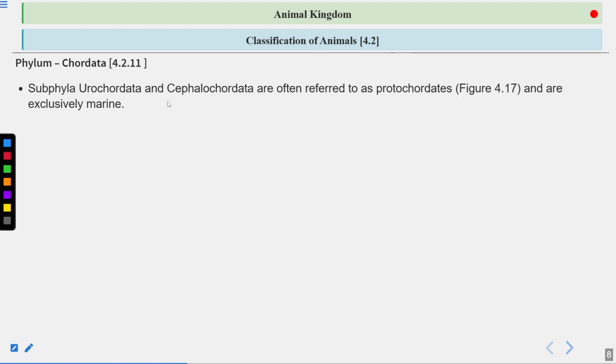So, subphylum Urochordata and Cephalochordata are often referred to as protochordates and are exclusively marine. All the organisms that belong to Urochordata and Cephalochordata are marine. They are found in the marine environment. Urochordata is one subphylum, and Cephalochordata is another subphylum. These two together are referred to as protochordates.